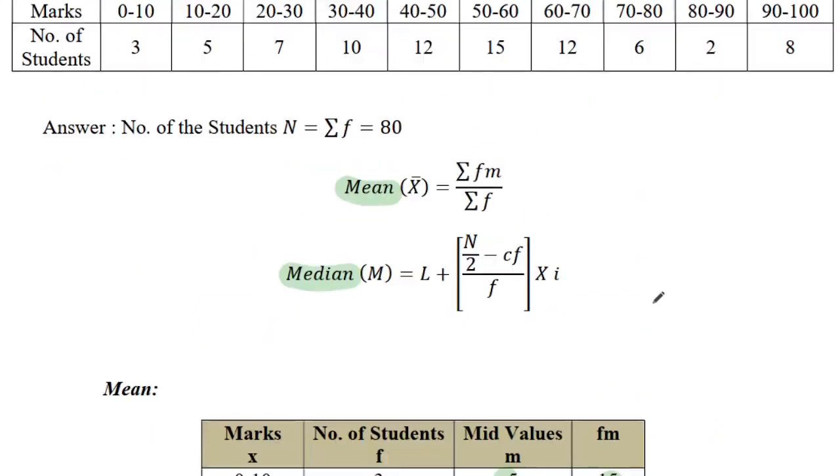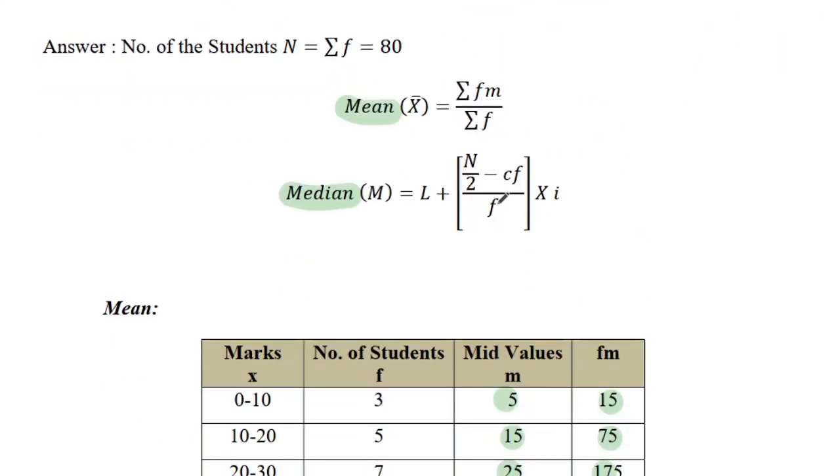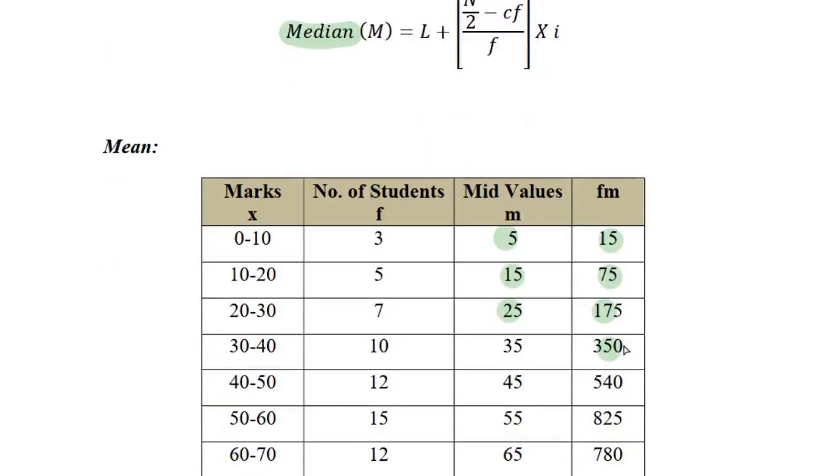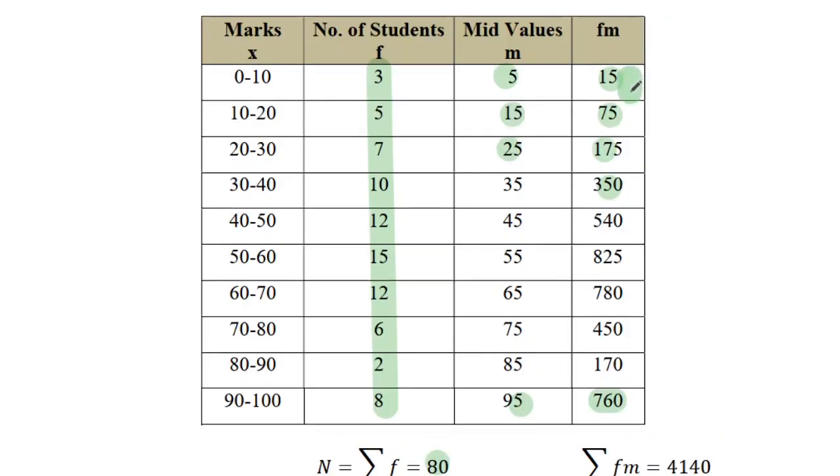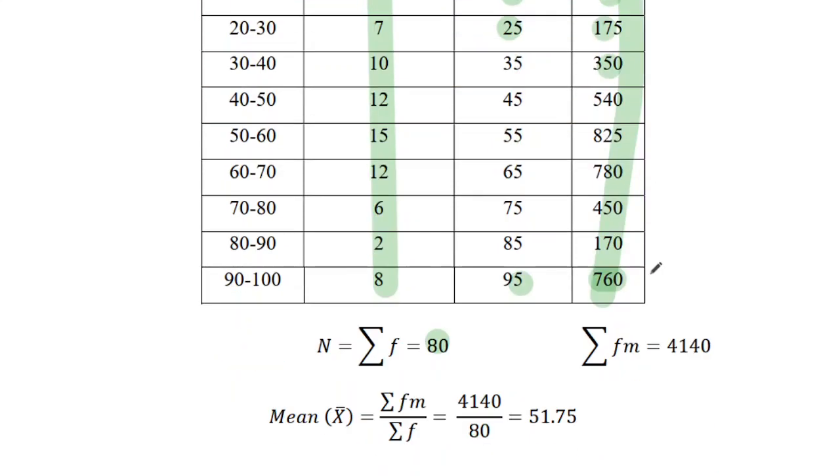So in our formula we have sigma fm by sigma f. What is the meaning of sigma? That means summation of all the values. So what are the f values? The number of students are the f values, and we calculated the fm values. So what is sigma f? The addition of all these values gives sigma f, which equals 80. The addition of all these values gives sigma fm, that is 4140.